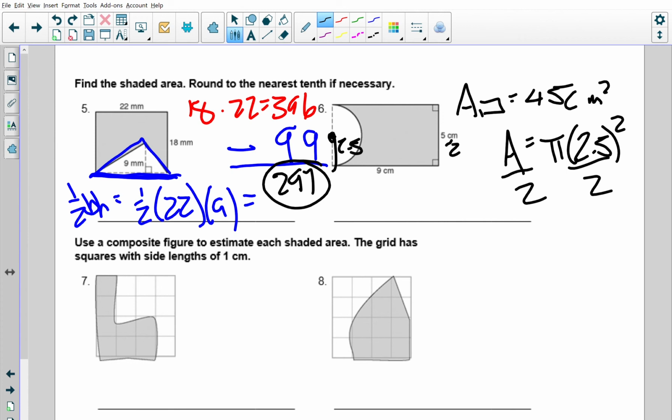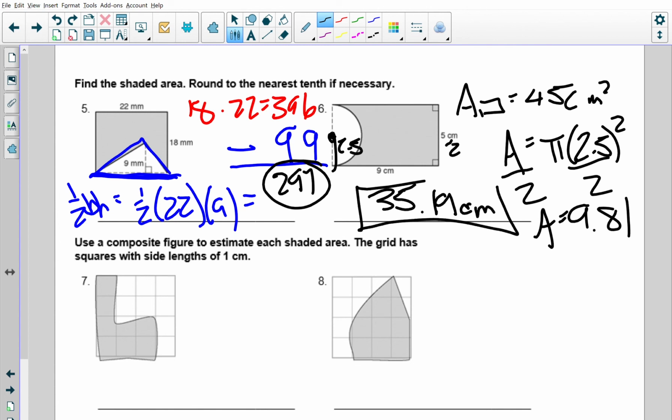6.25. Are we leaving this in pi? No, nearest tenth. 6.25 times 3.14, divided by 2 equals 9.81. So 45 minus 9.81 is 35.19 square centimeters.